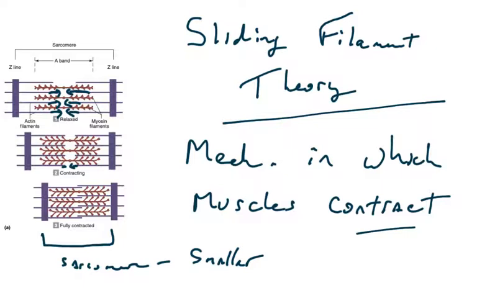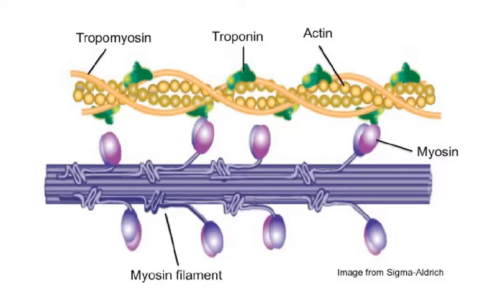And with the contraction of the sarcomere itself, this allows us to produce mechanical energy. And in theory, this is how our muscles work. So, how does the sliding filament theory actually come into play? Well, when we do this, we need to identify a few key portions of muscle anatomy first.